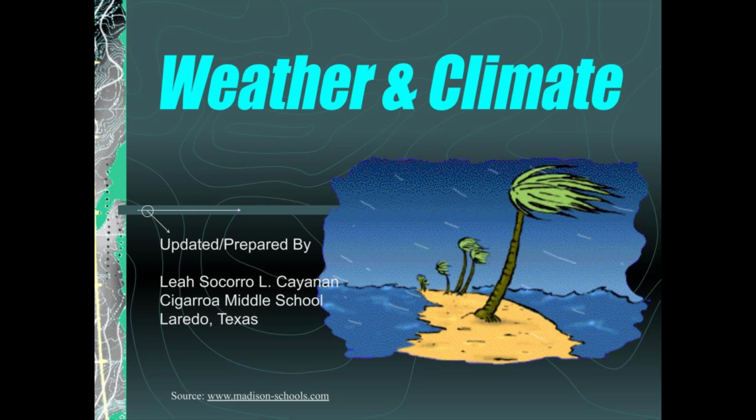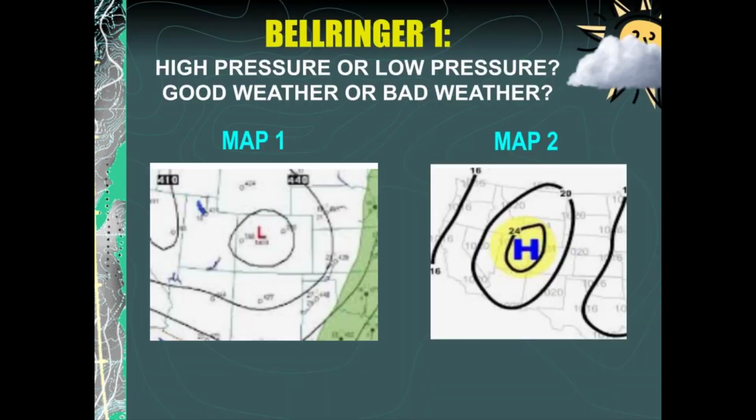In this video, you will answer your bell ringer, review on the role of the sun in driving the convection currents in the atmosphere and ocean. So here are two maps. You will have to determine whether they're high pressure or low pressure, good weather or bad weather. Happy answering!